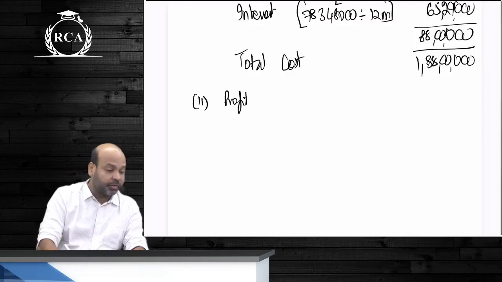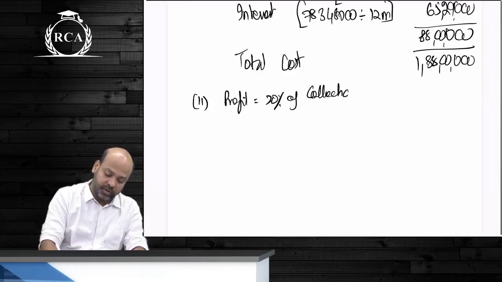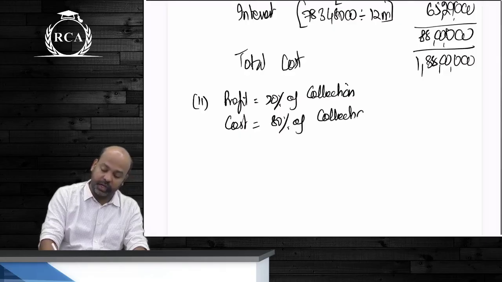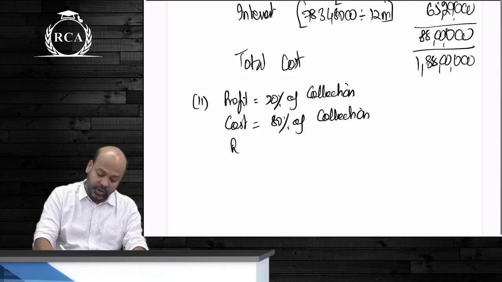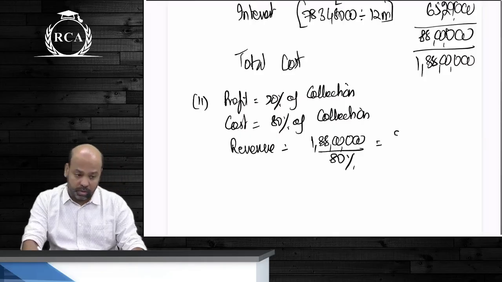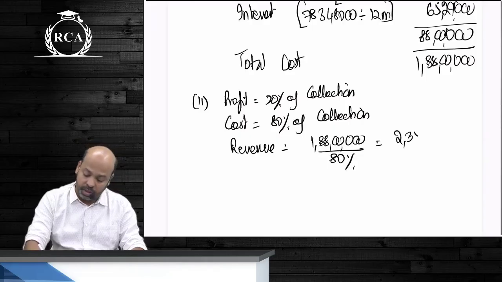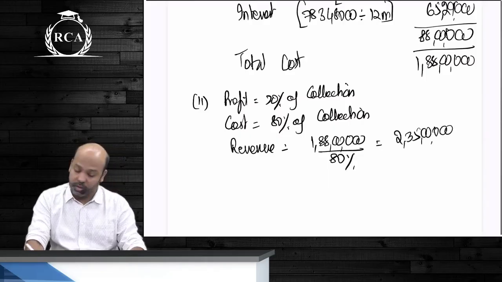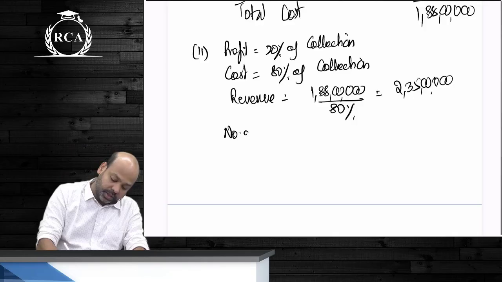Second bit, guys, profit is 20% of collections. Therefore, cost would be 80% of collection. If cost is 80% of collection, you're going to write revenue as 1 crore 88 lakhs divided by 80%. How much will that become? 2 crore 35 lakhs.